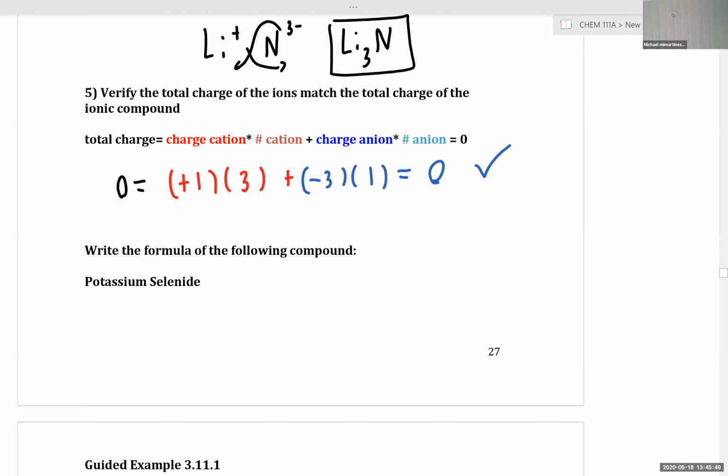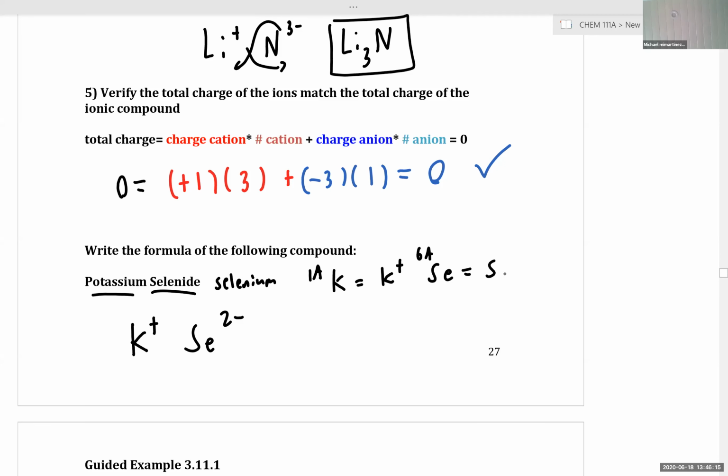So potassium selenide. Potassium from the periodic table is just potassium, plus selenide, IDE. This is derived from selenium, which is Se2-. We know this because potassium is a 1A element, so it prefers a +1 charge. Selenium is a 6A element, so it prefers a 2- charge. After we cross both of our charges into the subscript, we get potassium selenide.